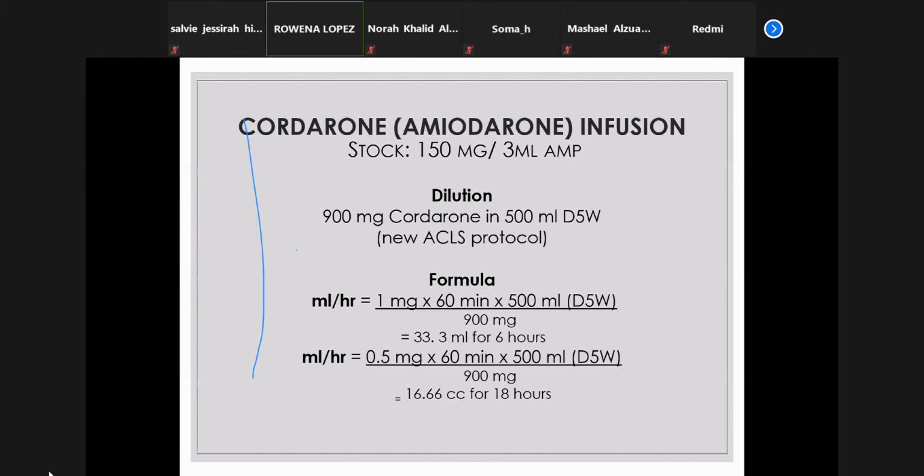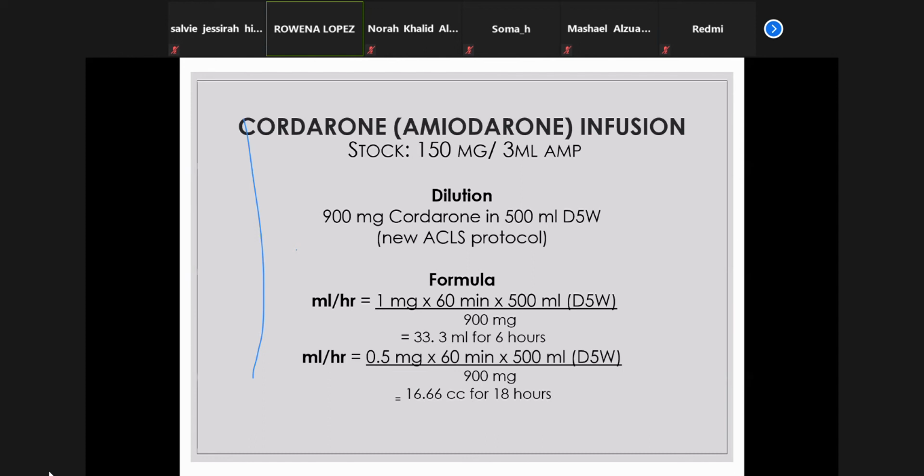So keep in mind that for the first 6 hours, you have to calculate it with 1 milligram. This is actually the standard. 1 milligram multiplied by 60 minutes in an hour, multiplied by 500, the total volume, divided by 900. So in your infusion pump, you will deliver 33.3 ml for 6 hours, okay?